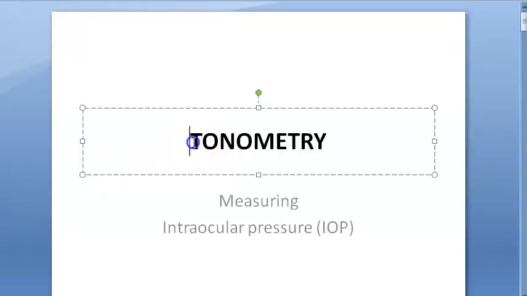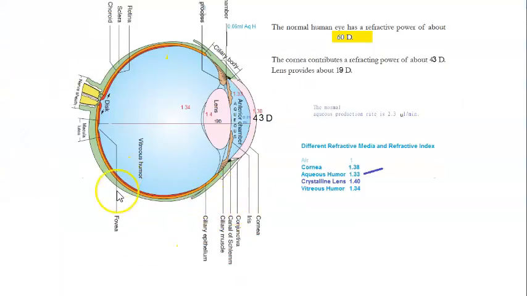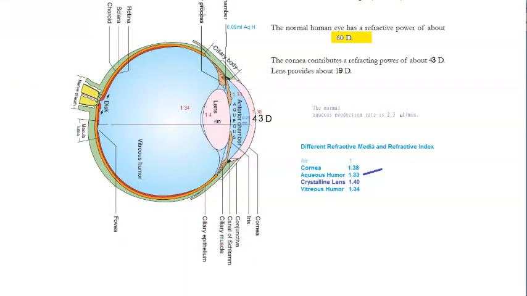Hello people, in this video we want to look at tonometry. You're measuring something. What? Tonometry. You're measuring some tone, hypotony, hypertony of what? Of the eye. Whether the eye is hypertony or hypotony.